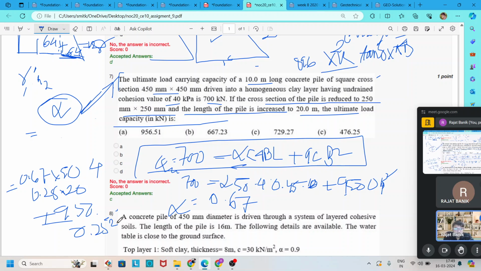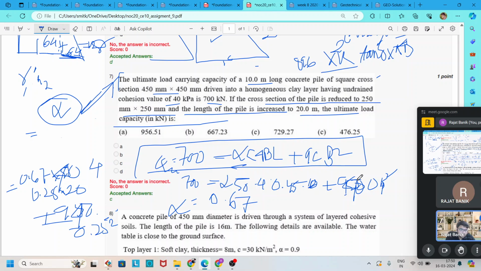So the total load is... I think there is a little mistake here. I am again calculating and finding the alpha. 700 minus 9 into... sorry, C is here 40, not 50. So there is a modification. It is 40, not 50. So again find out the alpha. I made a mistake here.